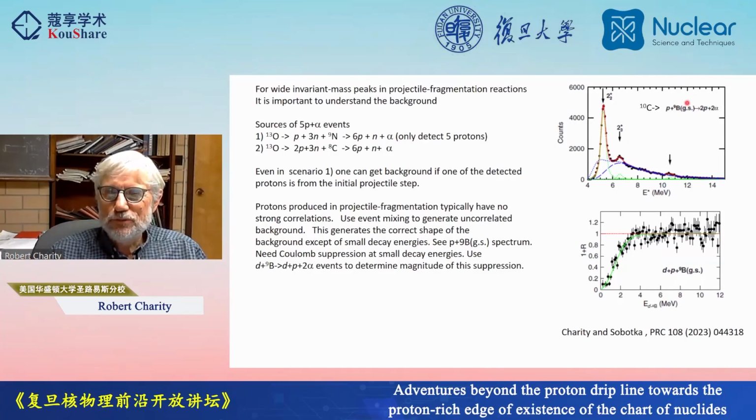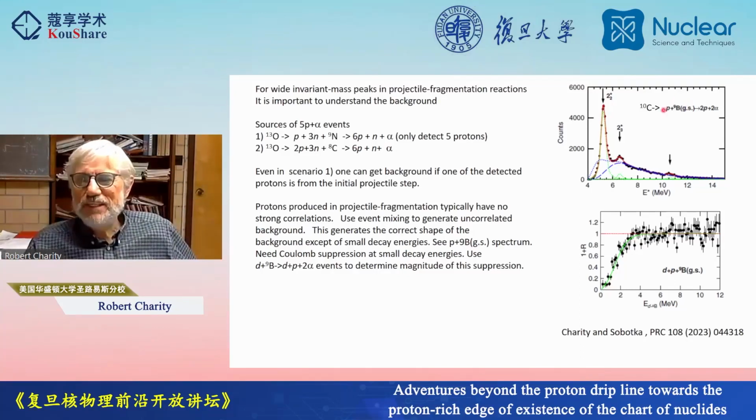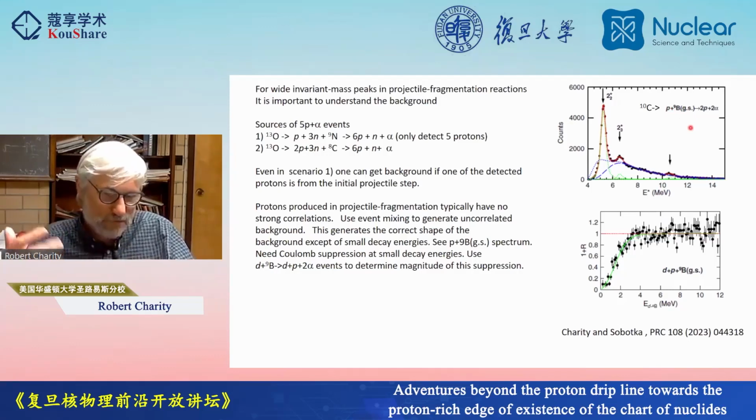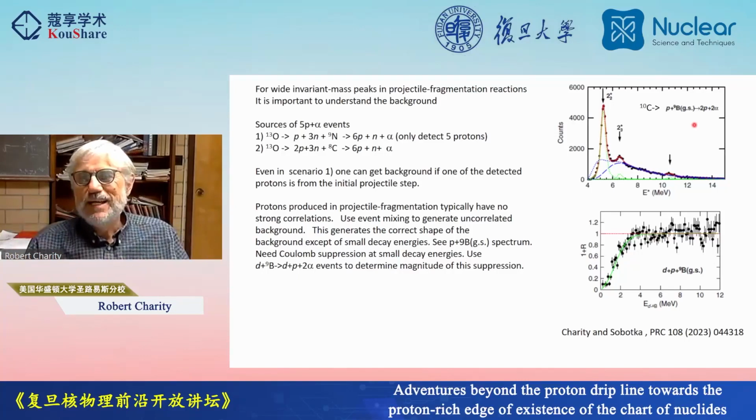And so to create a distribution where there's very little correlation, you can use a technique called event mixing. You take one of these events and a second one of these events, and you take the proton from one event and the boron-9 decay products from the other event, and you put them together and calculate the invariant mass. You do that for many such pairs of events, where the pairs are chosen randomly. That will produce a distribution where the proton and the boron-9 are random, uncorrelated, I should say. And that's this dotted curve.